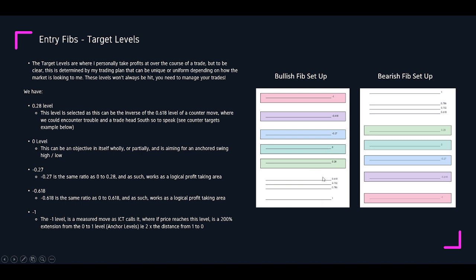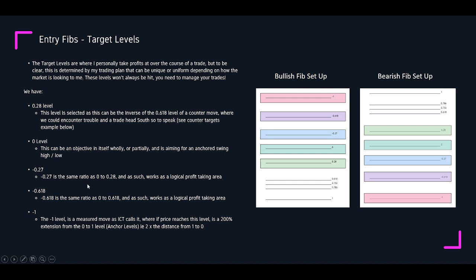Or you may say, look, I want to hit the -0.28, 0, the -2.7, -618, and -1 as a whole and sold trade. So the 0.28 level, this is the inverse of the 618 level of a counter move, which we'll explore shortly. So the 0 level is the swing high that we're actually anchoring on for our retracement to come down to. So this can be a partial profit take or a whole profit take. It's completely up to you.